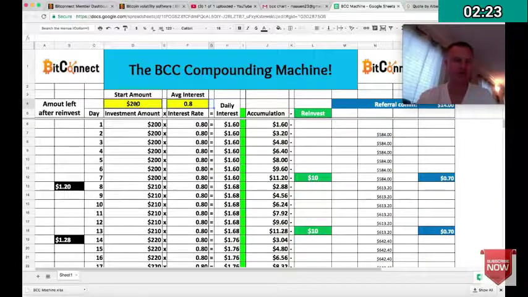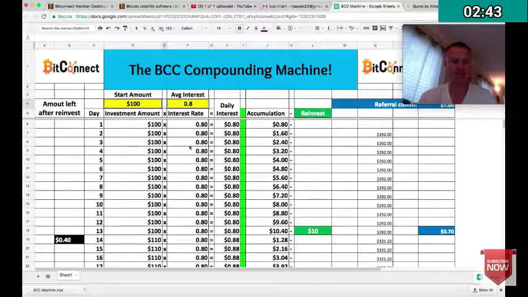You can start with whatever amount you want. Most people watching this are probably going to be able to do $100. Some of you are going to be able to do $1,000. Some of you even more. But let's start small, and we'll start here with $100. There's that. You can see all the numbers are going to change as I change these things.